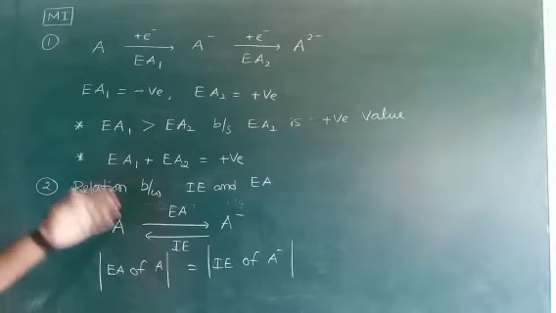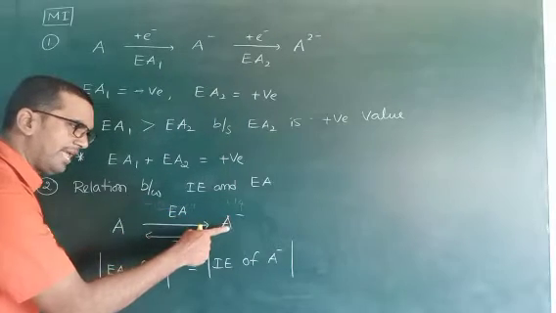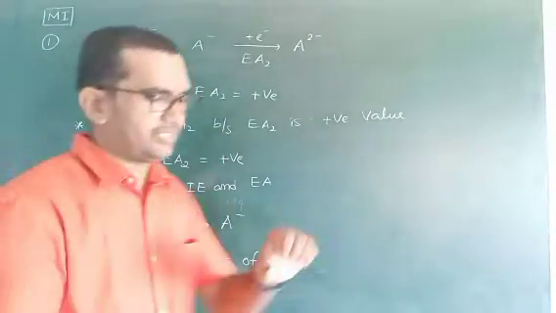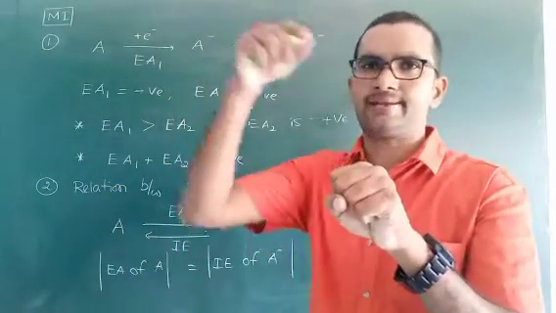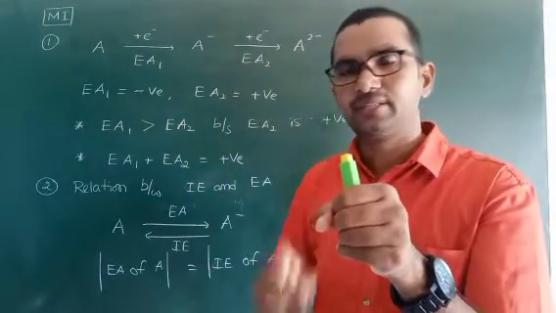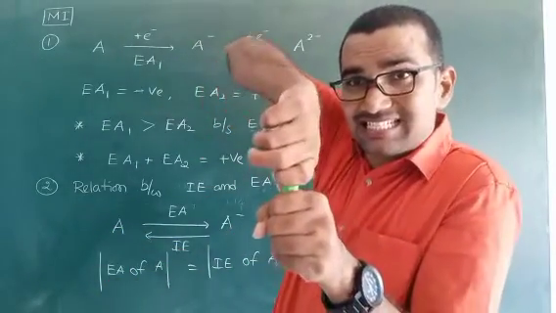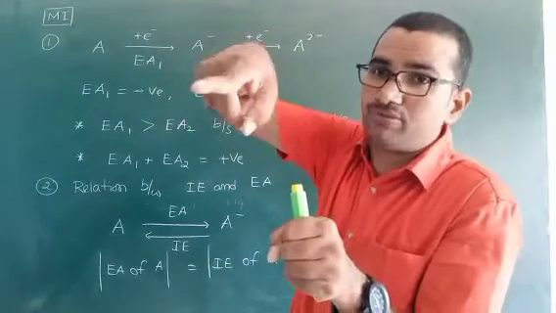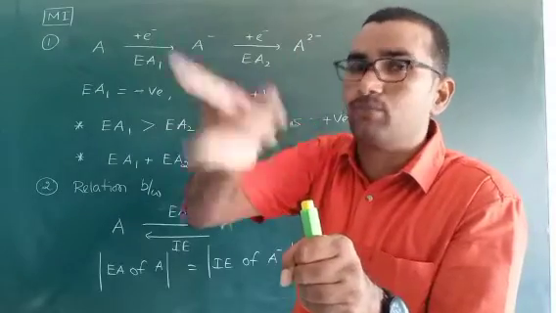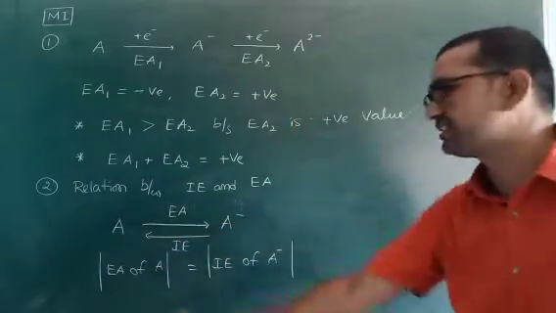What does it indicate? Listen carefully. How much energy is released for conversion of this one, the same amount of energy is required to remove that electron. See, this is one element. For adding an electron, for example, this one electron is added to this element, then 100 kilocalorie per mole of energy is released. Now for removing this electron, the same amount of energy is required: 100 kilocalorie per mole. That is the explanation here.